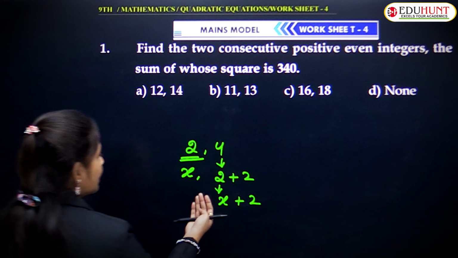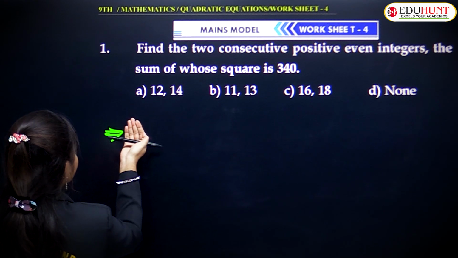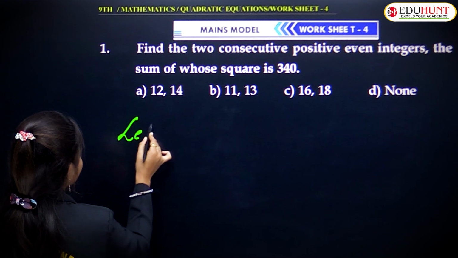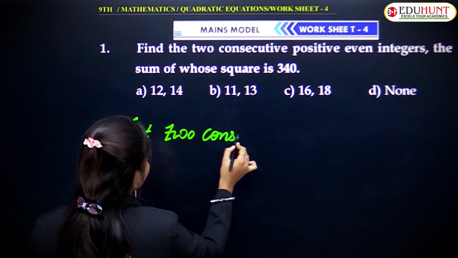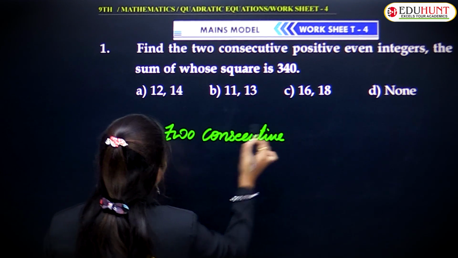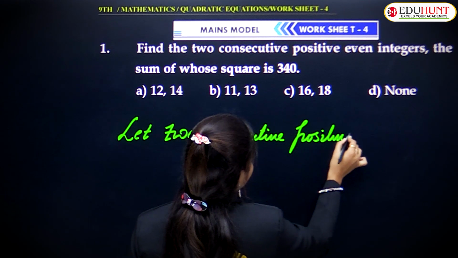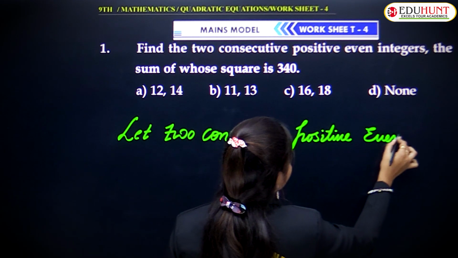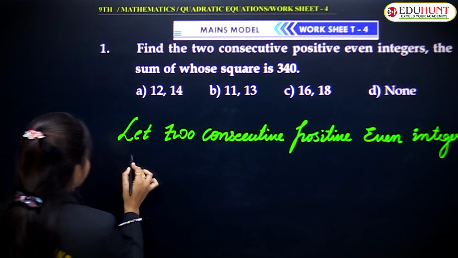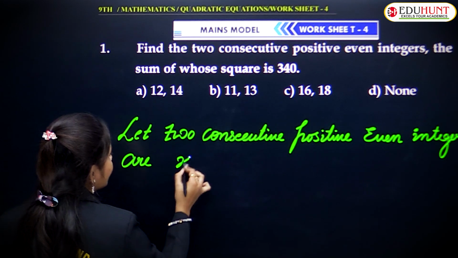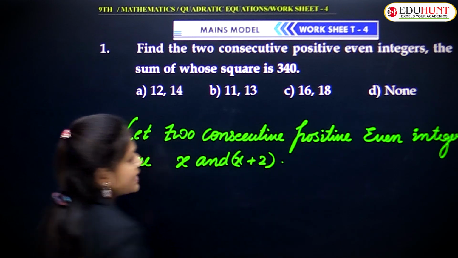Understand? Now come to the question. So what is the first step? After understanding it, let the two consecutive positive even integers be x and x plus 2, what we have taken here.